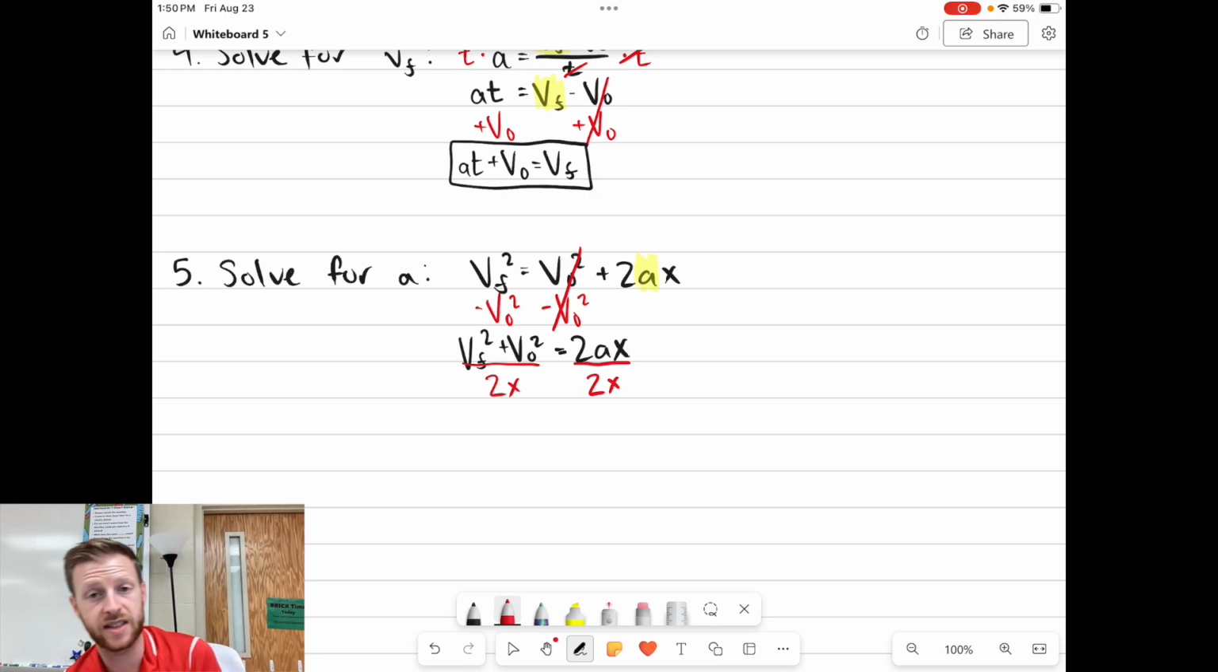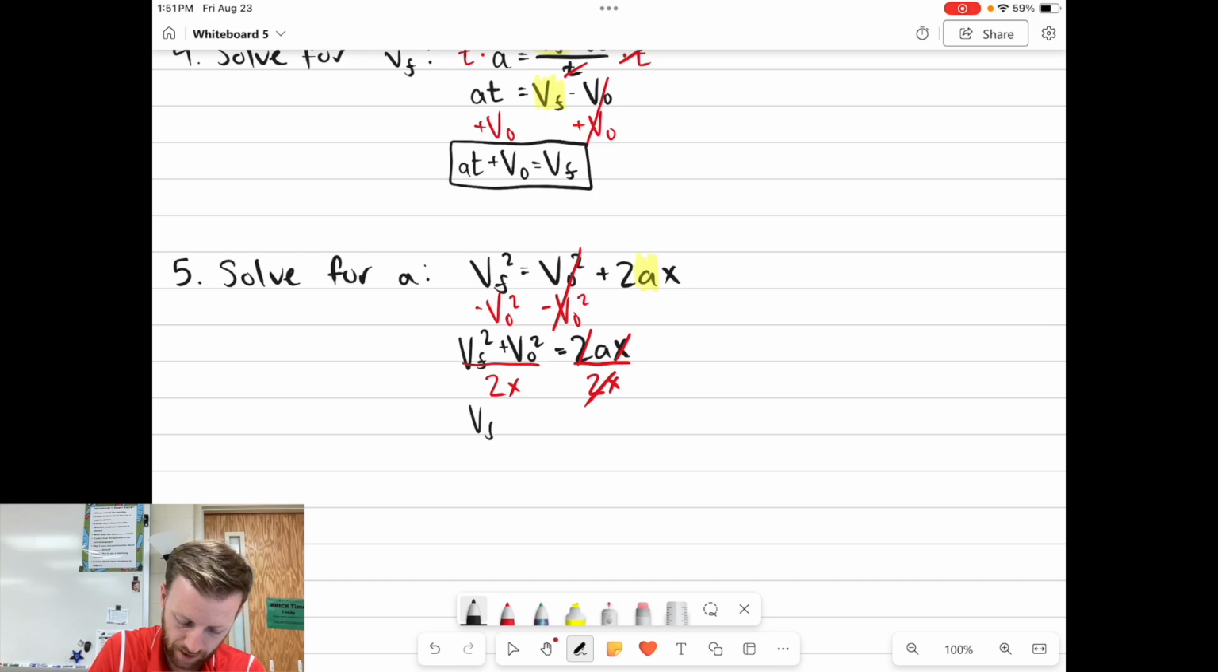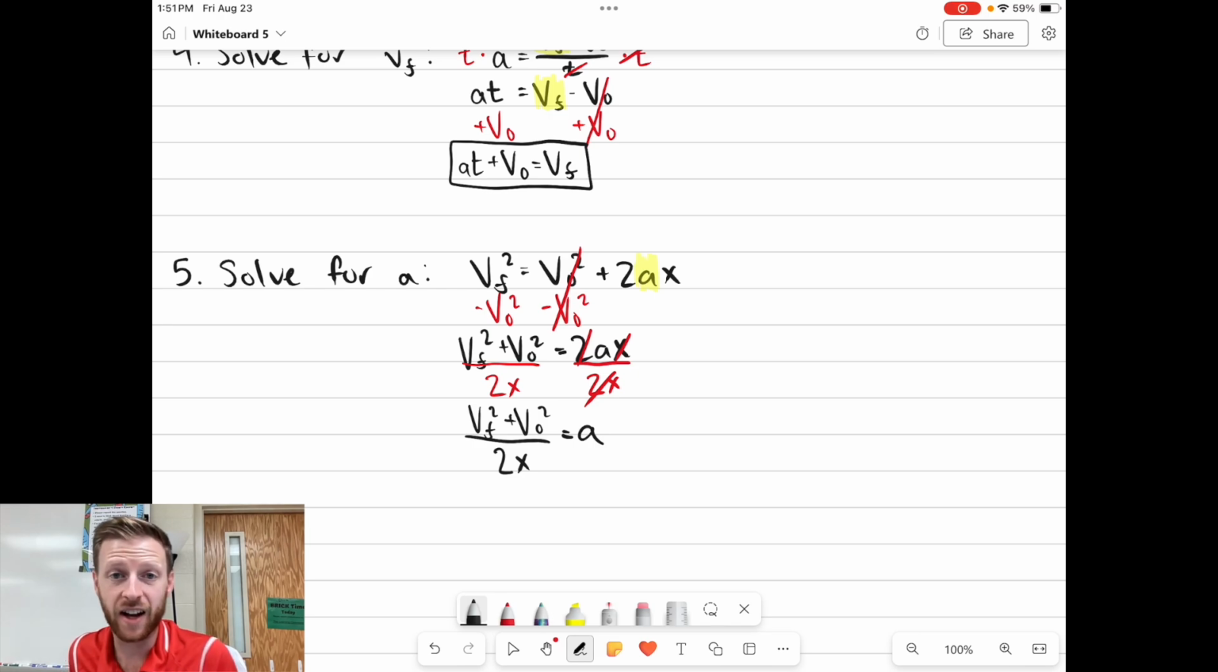So I said 3-step, but it can be a 2-step if you combine those two together, which means this cancels with those, and you get left with vf squared plus v naught squared divided by 2x is all equal to a. And that's our algebra review.